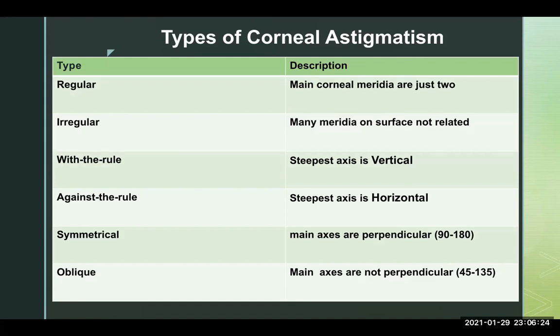With the rule astigmatism, the steepest axis is the vertical one. Against the rule, the steepest axis is horizontal. Symmetrical: the main axes are perpendicular to each other. You will find that the steepest and the flattest meridians are at a right angle, at 90 and 180 degrees. While in oblique astigmatism, the main axes are not perpendicular. Maybe the steepest is at angle 45, and the flat will be at an angle of 135 degrees.